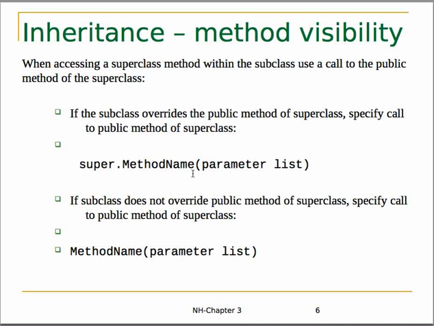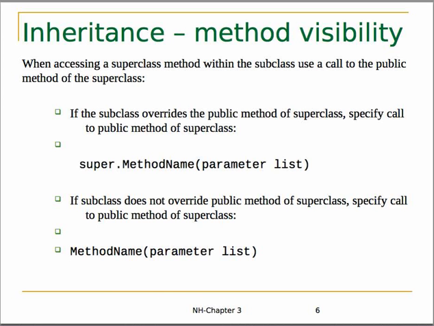Now, why would you want to do this? This happens, let's say, if the subclass overrides the public method of a superclass, then you might say, well, you overrode the method that you inherited, so now you're forced to use this new method in the subclass. Well, that's true, but you can specifically call the public method of the superclass if you use super. If the subclass does not override a public method of the superclass, you can just call the public method of the superclass using this method name.